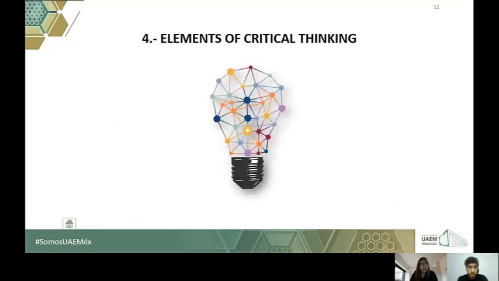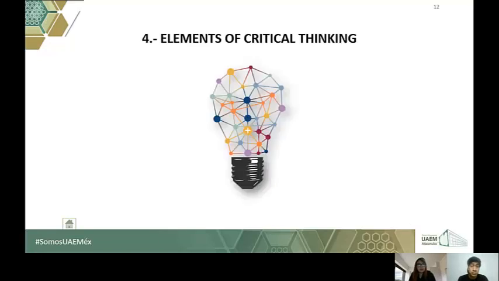Now that we know about the advantages and virtues of being a critical thinker, you may be wondering how to become one. For this, I will give the floor to my colleague José Antonio, who will explain how one can analyze the information we have or that we want to investigate through the elements of critical thinking that will help us to practice and not fall into prejudice.